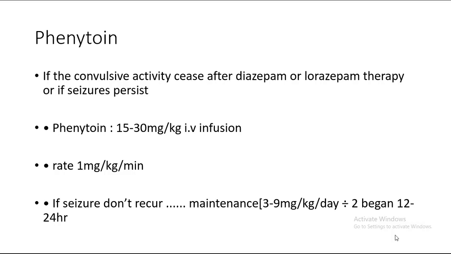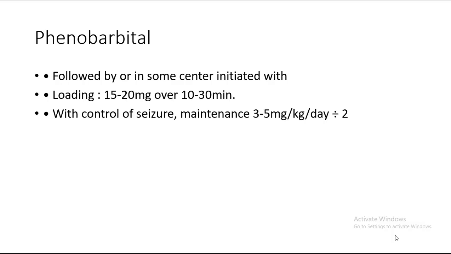Phenytoin, and these are the drugs of phenytoin. You have to give a loading dose of phenytoin of 15 to 30 milligram per kg with infusion over 30 minutes, diluted and infused. And then if seizures do not recur, you will proceed to maintenance. The maintenance dose is 3 to 9 mg per kg per day, divided by 2, given 12 hours apart. I mean we give the loading dose and after 12 hours we start the maintenance. Likewise phenobarbital has a loading dose and a maintenance dose.